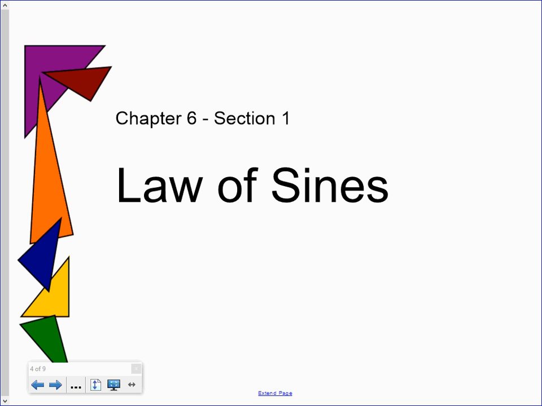So this is chapter 6, section 1, law of sines. It's actually broken up into 2 days, so we're going to do section 1 again tomorrow. We're going to study tomorrow something called the ambiguous case, which was possibly mentioned in Algebra 2, but I don't think that you did a lot with it. So that's going to be the one that's like brand new.